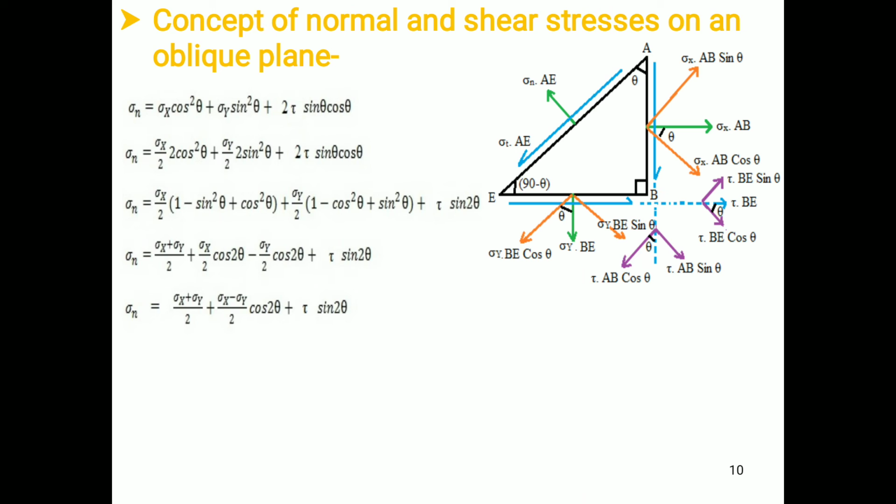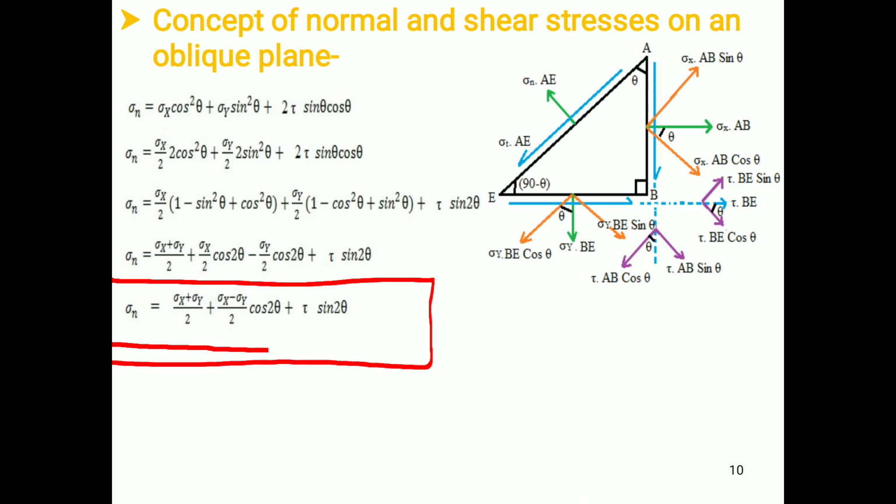Okay, and again solving this equation, we will have the final answer for the normal stress on the oblique plane, that is sigma n is equal to (sigma x plus sigma y)/2 plus (sigma x minus sigma y)/2 cos 2 theta plus tau sin 2 theta. This is the final and last answer for the normal stress on an oblique plane.